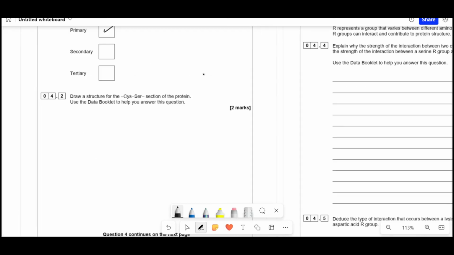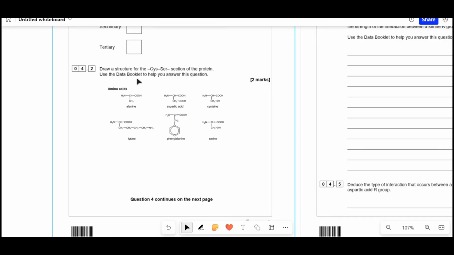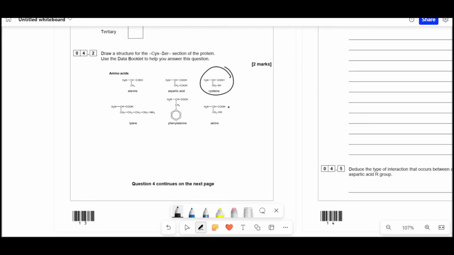Draw a structure for the Cys-Ser section of this protein. And it says use the data booklet to help you with your answers. So we're looking at cysteine and serine, because it's told you the first 3 letters, it's these 2. All amino acids in the universe follow a C and H, an R group, and then a carboxyl group here, and then an H2N here. You should be able to recognize the bond between them. A peptide bond and an amide link are the same thing.